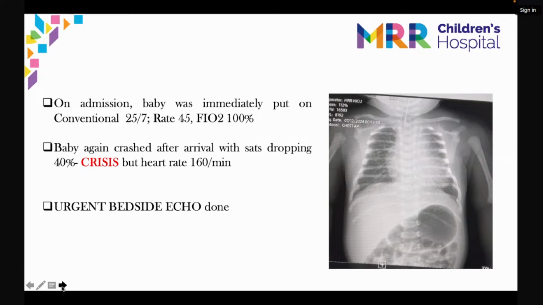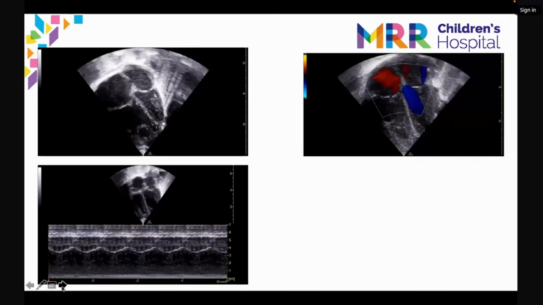On receiving on the bed, the child again had a pulmonary crisis episode where the saturations fell to around 40 to 50%. Heart rates were still holding steady at around 150 to 170 per minute. And this was the X-ray picture that we're talking about. Urgent bedside echo was done, and the findings of the echo are as follows.